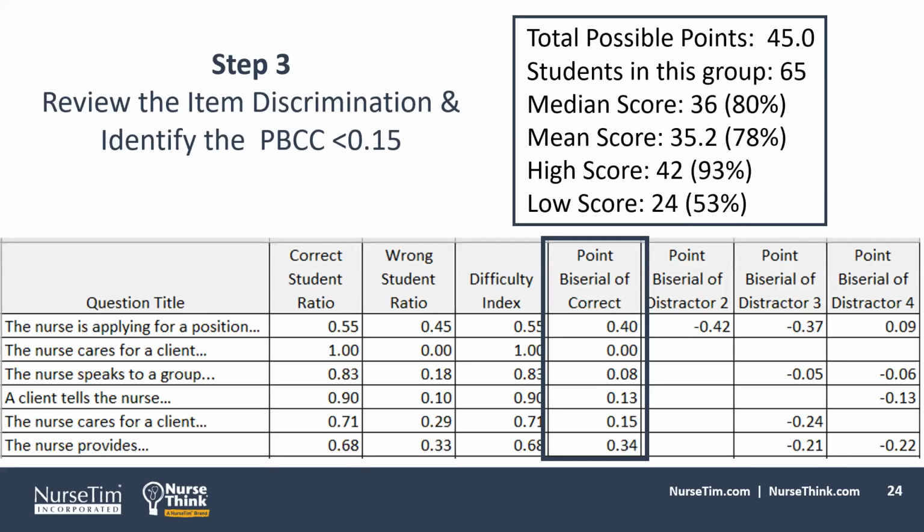Number 3 is a question I'd really want to look at because my point biserial is 0.08, and that means that low performing students got this correct, very comparable to my high performing students. That means that this particular question does not have good discrimination between those high and low performers, so I need to break into more detail as to what to do with this test item.